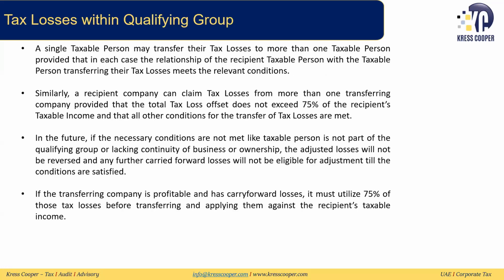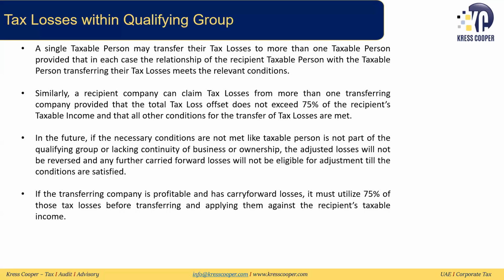Now, a single person may transfer their tax losses to more than one taxable person in the group. So if you are meeting the qualifying group conditions, all the relevant conditions, and one person has transferred some loss to company A in the same group, they might transfer some loss to company B, or company C, if they have enough. And the recipient company, in the same way, can claim tax losses from more than one transferring company.